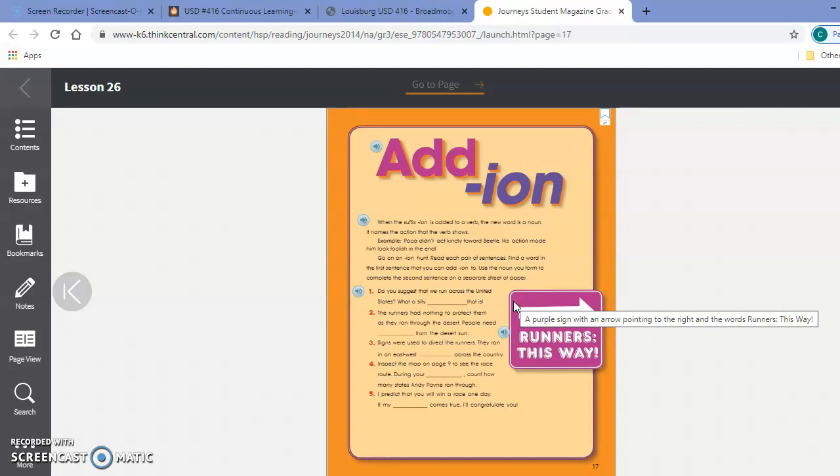So down here you're going to go on a shun hunt, and you're going to read each pair of sentences. Find a word in the first sentence that you can add the ION to, and use the noun you form to complete the second sentence on a separate sheet of paper. And there's 5 different ones for you to give it a try on down here.